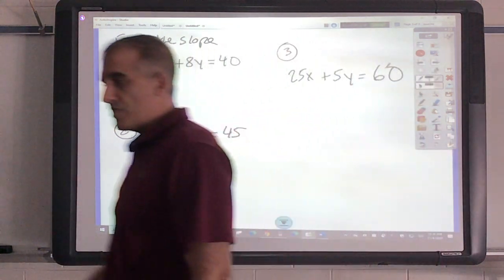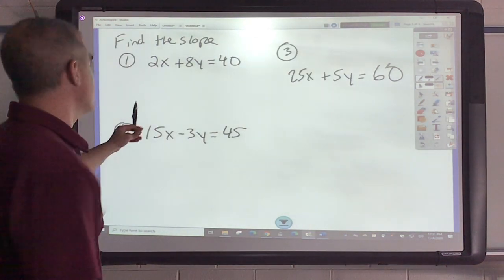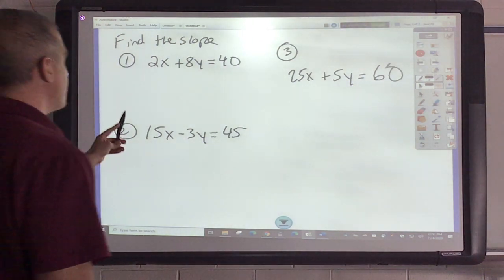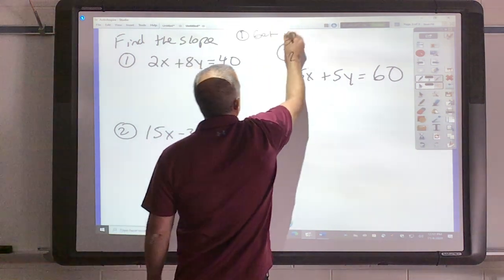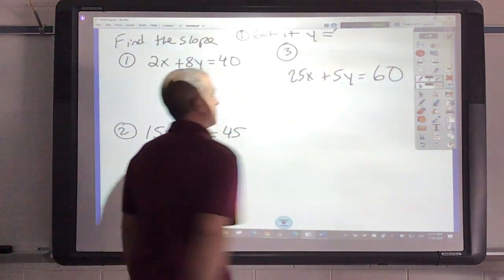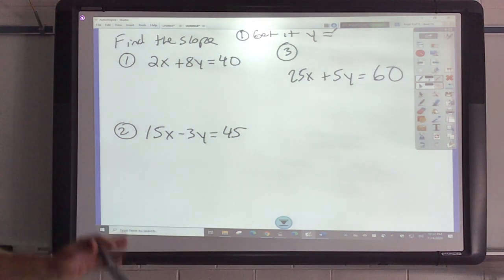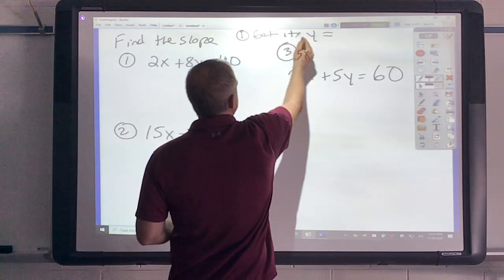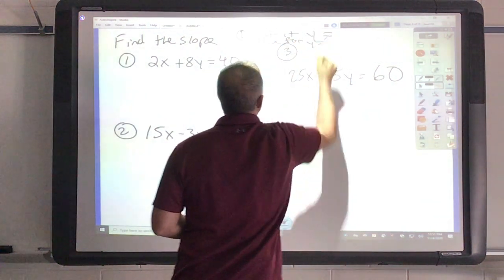Okay, it says find the slope. Now, someone would say, Mr. Evans, we just pick the number that's in front of x, right? No. The first thing you've got to do is get it in y equals. You've got to do that first. Now, the great part is that's what we did last unit. So basically, it means get it in y equals, or solve for y.